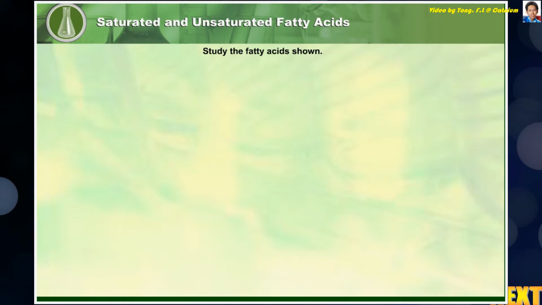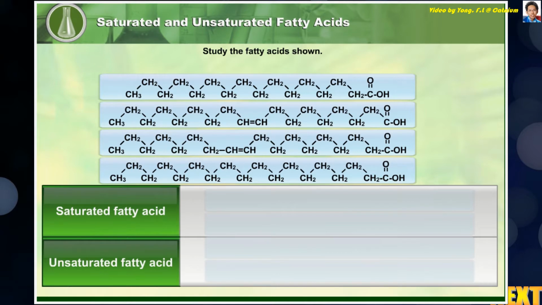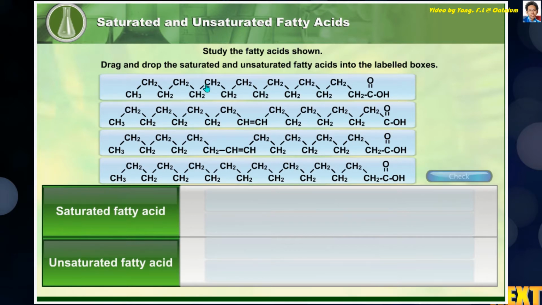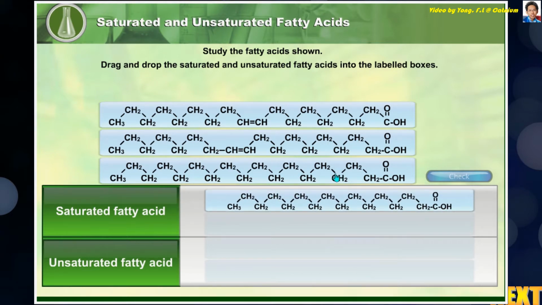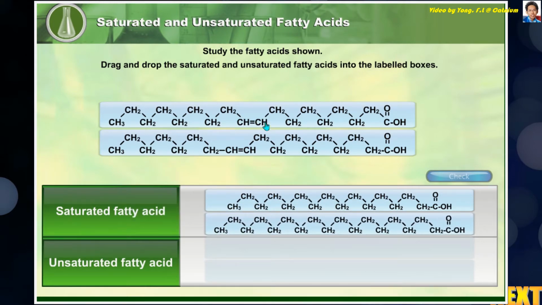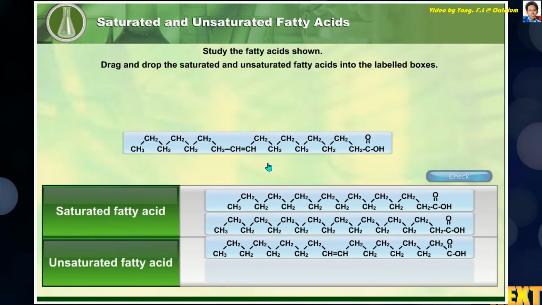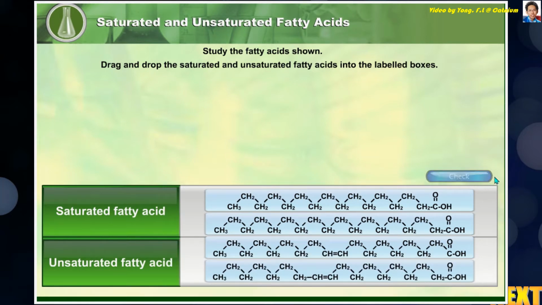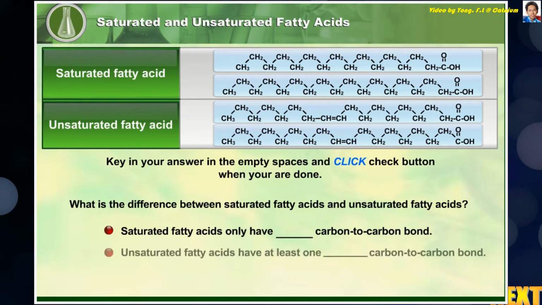Study the structural formula of the 4 types of fatty acids shown. Identify and separate the saturated fatty acids and unsaturated fatty acids into the 2 labeled boxes. Drag and drop the fatty acids into the boxes and click Check when you are done. Key in your answers in the empty spaces and click the check button when you are done.